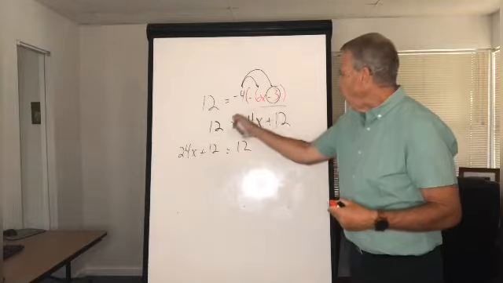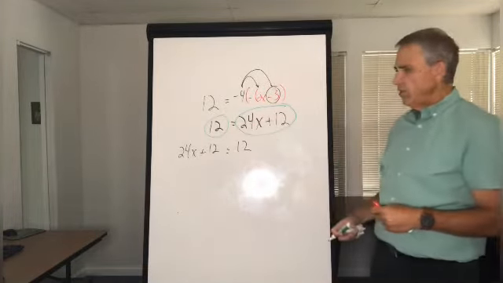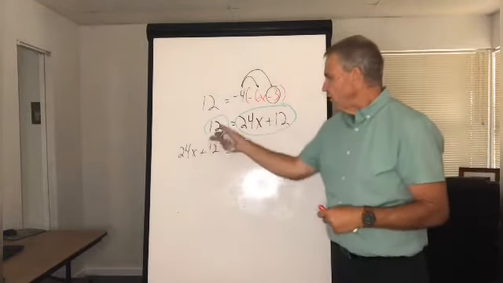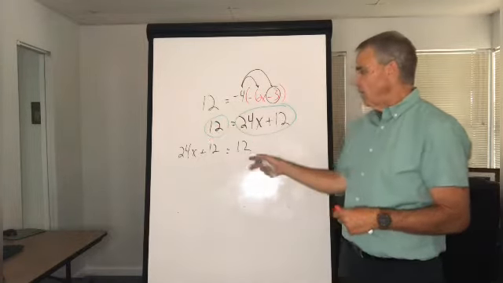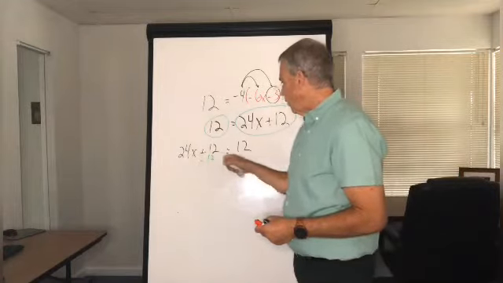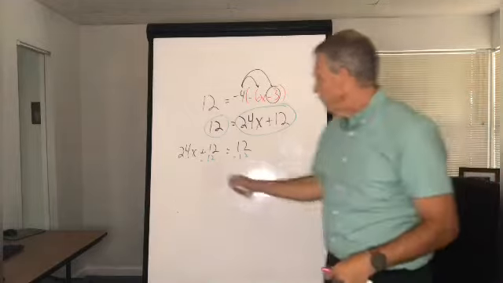Why'd you do that? I want my x on the left. I just took these two things and flipped them. Now this was on the right, now it's on the left. That's great. Now this was on the left to begin with, now it's on the right. Flip them around. Minus 12. We need to get all the numbers to the right.